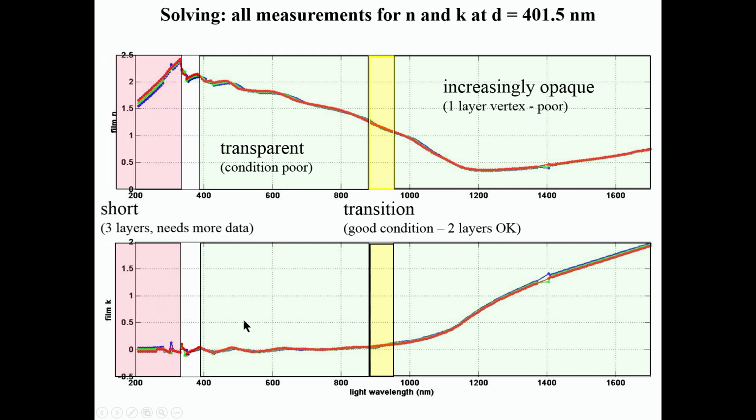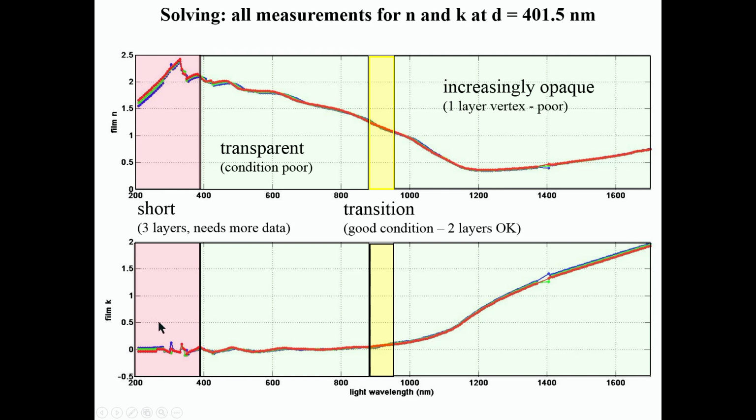And then if we go to the short wavelengths, you can see the solutions don't look very good, and it's easy to see why. If you look at the intersections, we find out we probably need to model it with 3 layers in that wavelength range, and we just don't have a sufficient number of measurements to get good solutions there, so they're not going to help us. And they look a little bit like the numbers you might get out of a semiconductor.